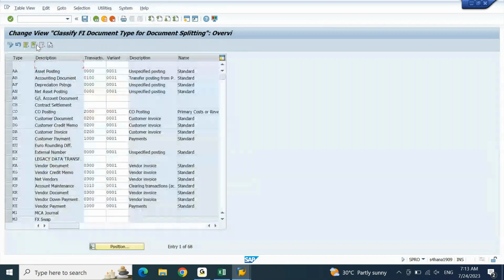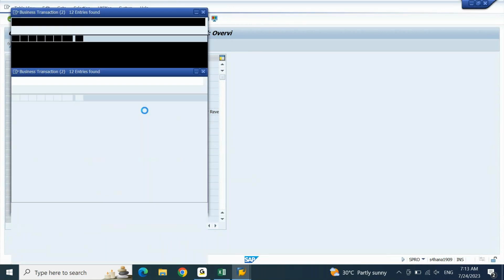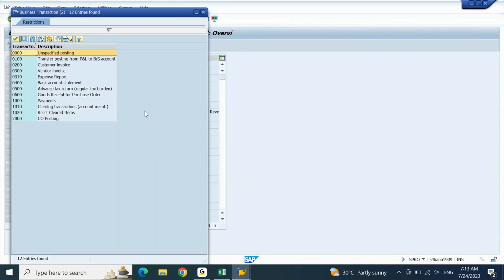Document type. For AB, this is wrong. Transfer posting from P&L to balance sheet, this is wrong here. AB is your clearing entry. This 1010 should be there.